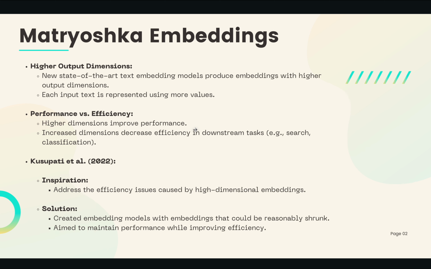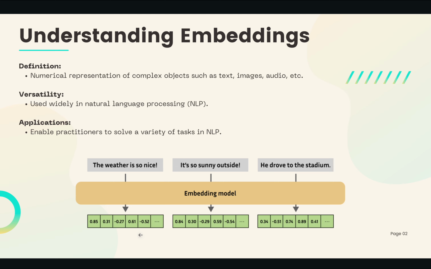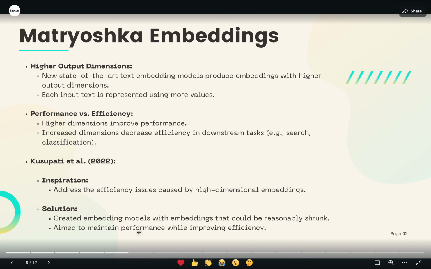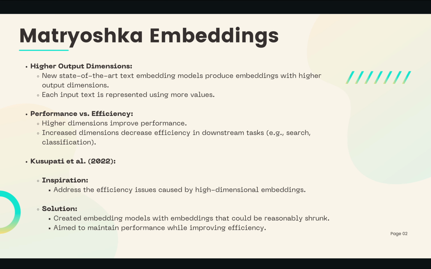Okay, so what about Matryoshka embeddings? This is a state-of-the-art text embedding model with a higher output dimension. We produce the embeddings with higher output dimensions, so each input text is now represented not by only one vector, but by more values. We have higher dimensions to improve the performance, but increasing the dimensions for each text also decreases the efficiency in downstream tasks.